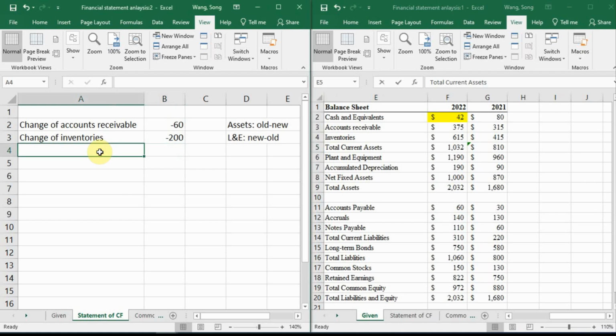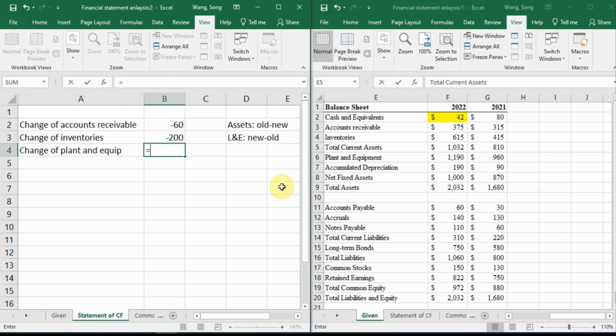All right. The next one would be change of plant and equipment. Just say equipment to be short. So this is an asset, and once again, I'm going to use new minus old reversed, which is old minus new.